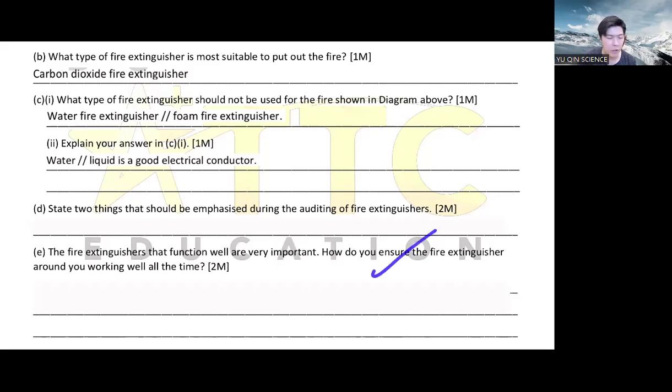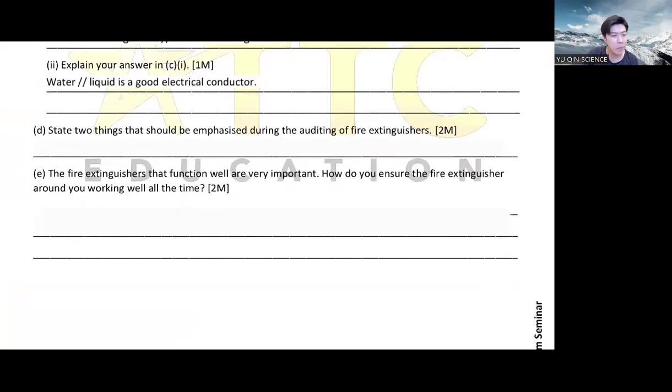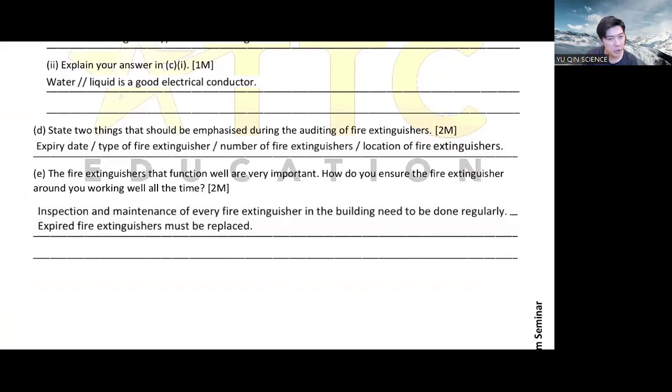Although this kind of question sounds like you have to give a logical answer or something out of syllabus, actually no. Whenever a question sounds like that, it's trying to trick you or lure you into writing something else. Always tell yourself your answer has to be from the syllabus. It cannot be out of it or funny answers. So basically, I need to do auditing, I need to maintain the extinguisher often, or maybe you can say once a year. And second thing, if there's any expired extinguisher, must change it.